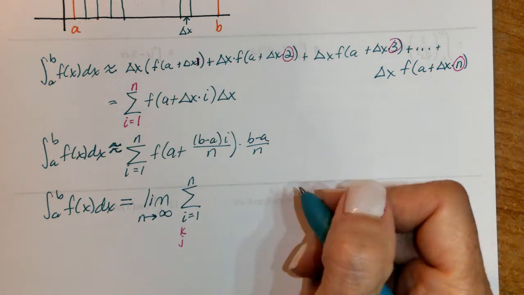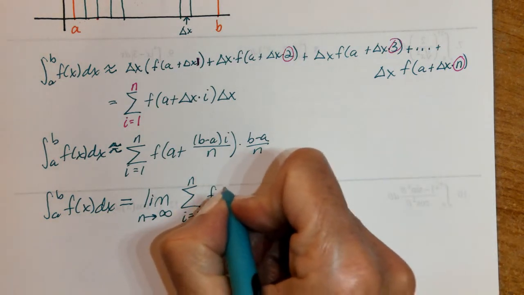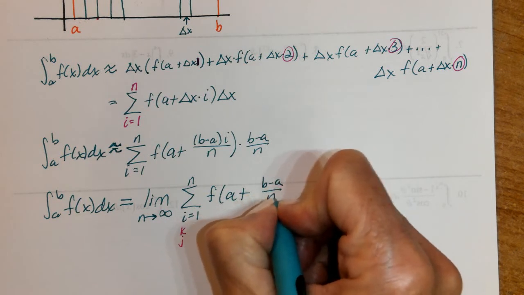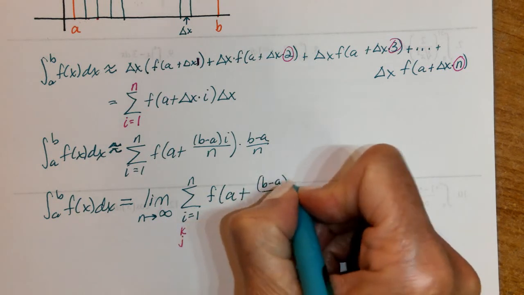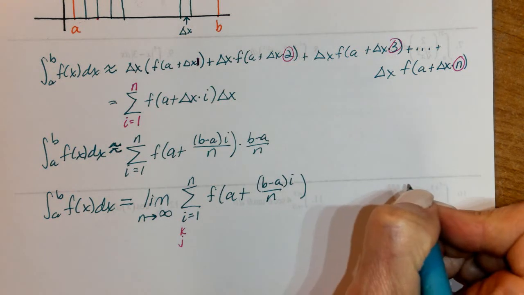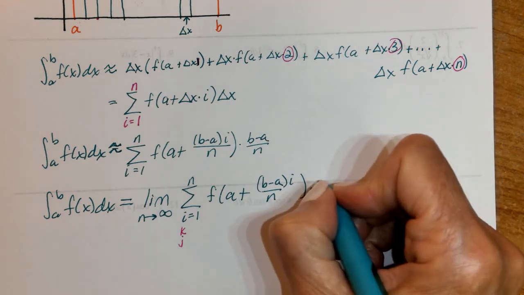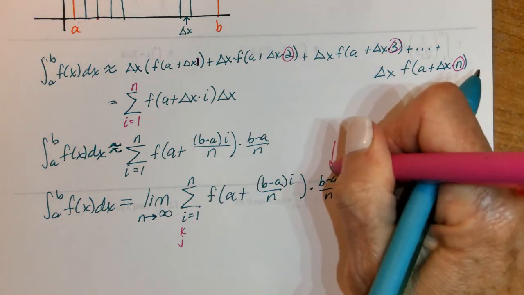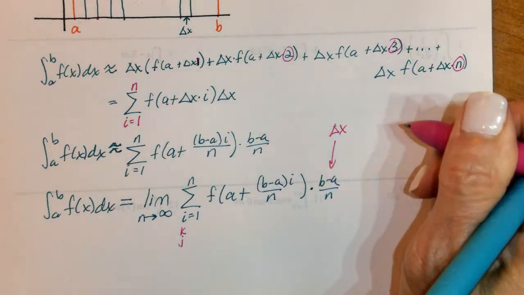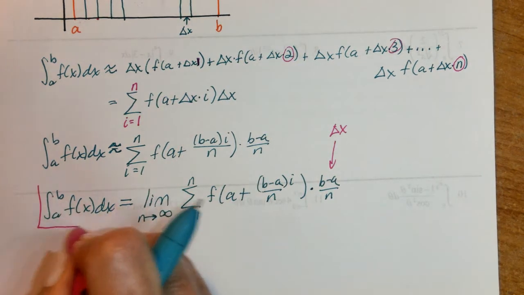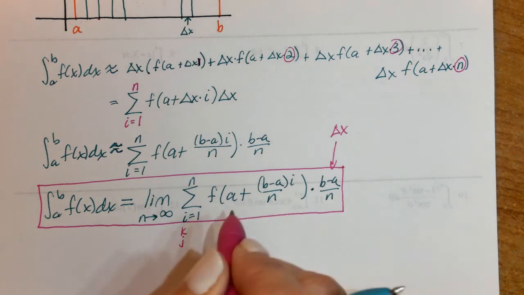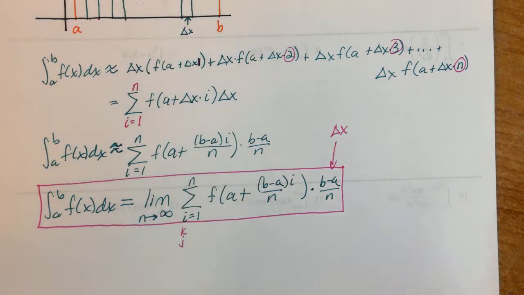I, k, j tend to be good, often used counters. A plus b minus a over n times i, I usually put that i up on top, times b minus a over n. Remember, that was our delta x right there. And this is what I was going for. How long did it take me? About 9 minutes. Okay, that's what I'm going for.